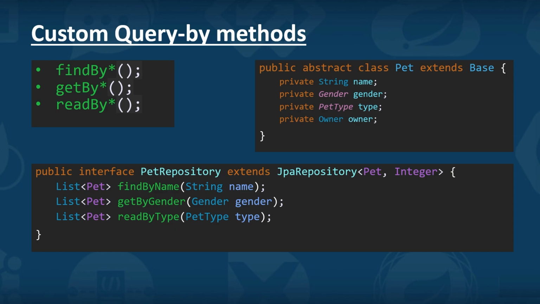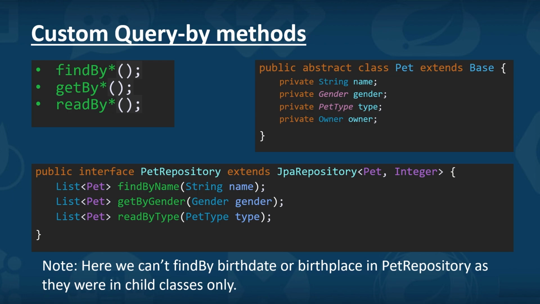Okay. But the point is, you can't make use of those two parameters in the pet repository because they were not mentioned within the pet table or the pet entity class. They are mentioned within the domestic pet class, and within the wild pet class, in that particular way. So those things you can't make use of here.